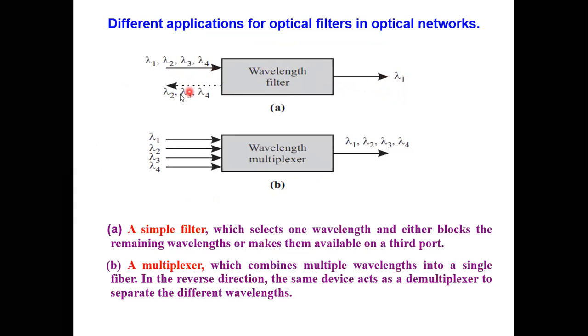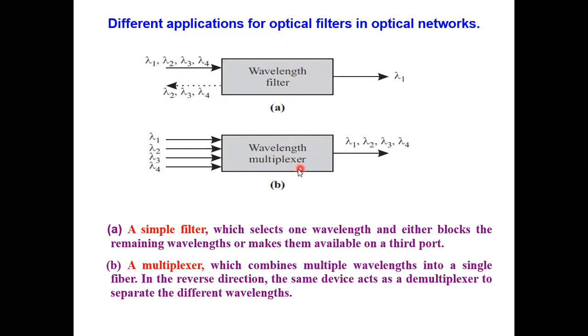And if you want, see this is by a dotted line because the usual convention is that I want the filter for only one wavelength. But suppose if you want to do something with the remaining wavelength, you can have a third port constructed and then you can have lambda 2, lambda 3, lambda 4 available. So this is a filter, okay, which is doing that, and it is a wavelength filter. It is sensing only the wavelength.